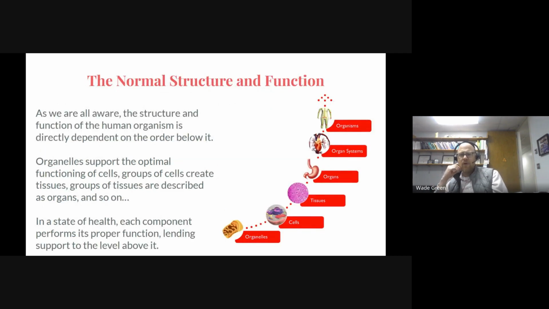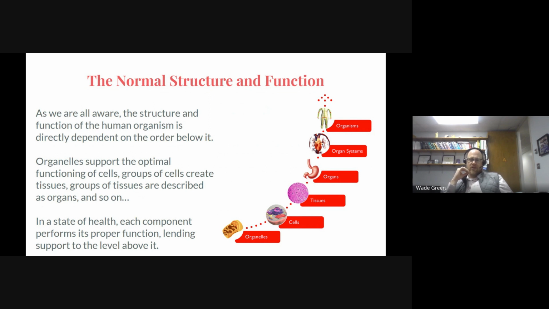So as all of us know, if we've taken any level of biology, the structure of the human organism is directly dependent upon the order below it. You can see in our little chart here on the right hand side, at the very bottom level we have organelles, which are essentially the building blocks and the functioning units of cells. Cells, when grouped together, make up tissues, tissues when grouped together make up organs, organs when grouped together make up organ systems, and then organ systems as a whole make up organisms like you and I, right?